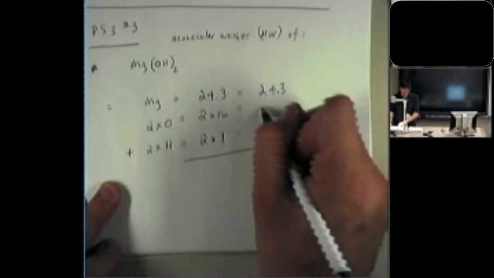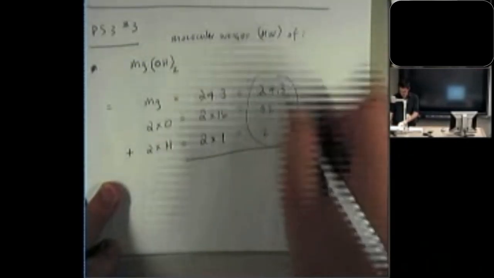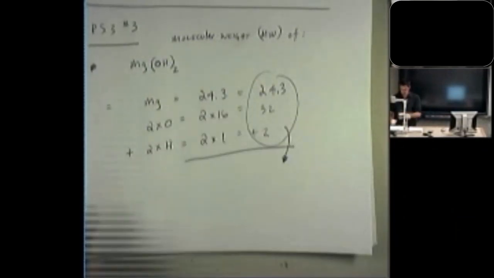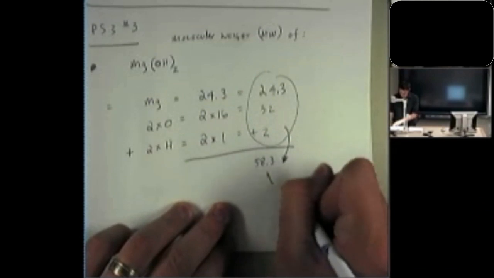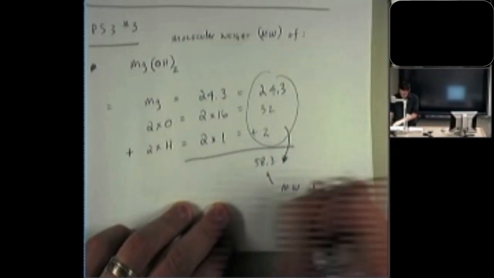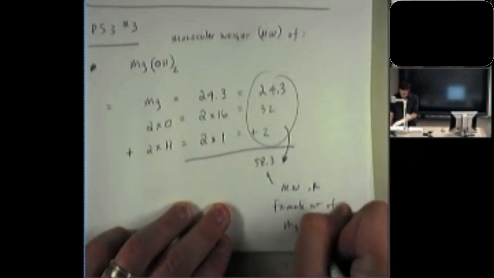So what I have to do is add 24.3, 2 times 16 is 32, and 2 times 1 is 2. I add all of these together, and I get the final answer. That is the molecular weight or formula weight of magnesium hydroxide.